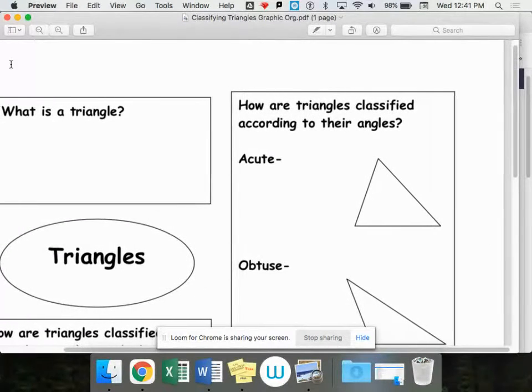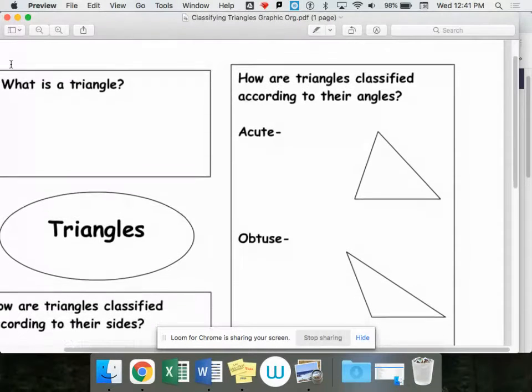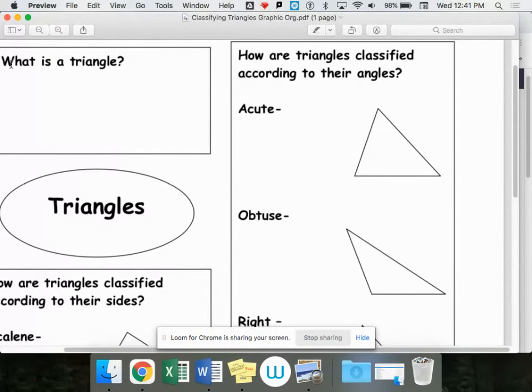Now let's look at how to classify triangles according to their angles. Now, earlier in the week, we learned how to classify angles. And we're going to use that information to help us to classify triangles. Triangles have 3 angles, 3 interior angles in them. So in this example right here, there's an angle, and there's the third angle. Okay, so those are the 3 angles that we're talking about.